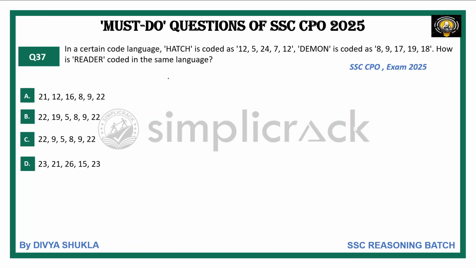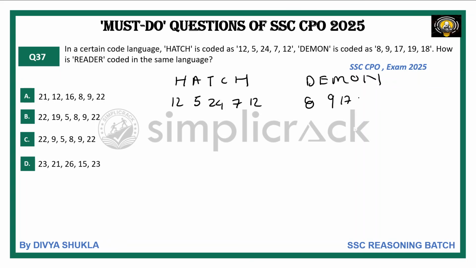In a certain code language, hatch is coded as 12, 5, 24, 7 and 12, and demon is coded as 8, 9, 17, 19 and 18. Okay, now if you see the place values of these letters, you are having 8, 1, 20, 3 and again 8. Similarly 4, 5, 13, 15 and 14. So what pattern do you notice here?